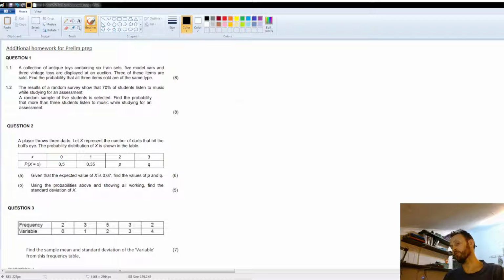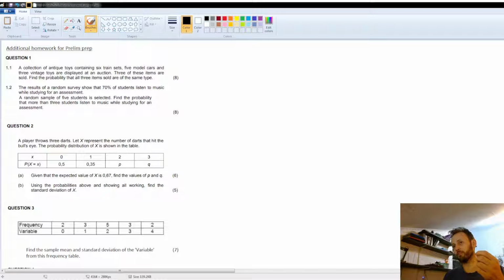Repetitions are not allowed, because when you take from the 5 model cars or the 6 train sets, for example, let's say you take from the 6 train sets, well, now there are 5 train sets, and if you take again, there are 4, and again 3, 2, 1, suddenly there are no more train sets. So you cannot take any more train sets. The repetition is not allowed.